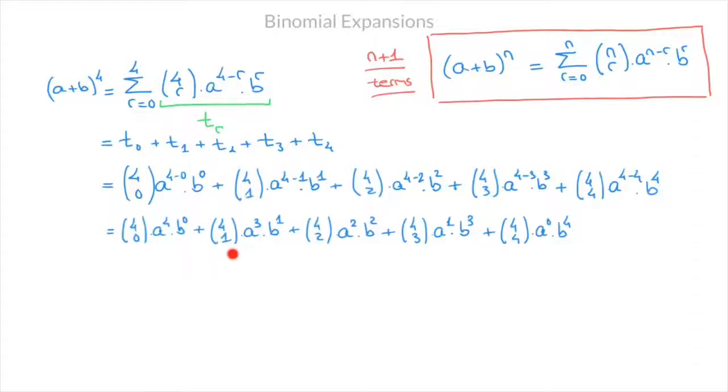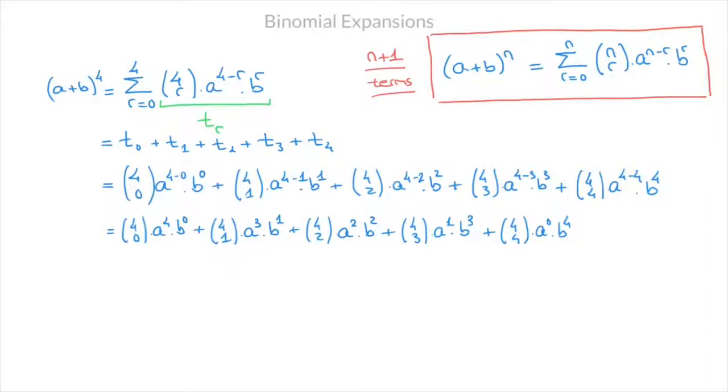Now that we've reached this stage, I'd like to point out a second important point. Notice that on any term inside this expansion, if I add the power on the a with the power on the b, it always equals 4. Indeed, looking at this first term, 4 plus 0 is 4. On the second term, 3 plus 1 is 4. On the third term, 2 plus 2 is 4, and so on. And this will always be the case. And it's always worth checking that when you write all the terms in the expansion of (a + b) raised to the power of n.